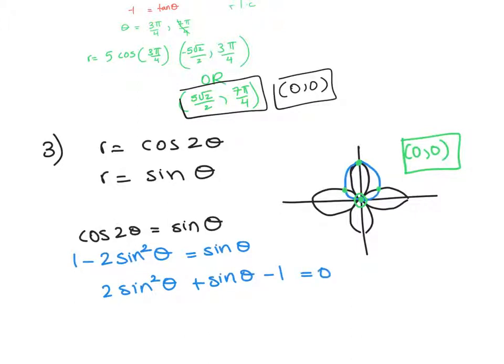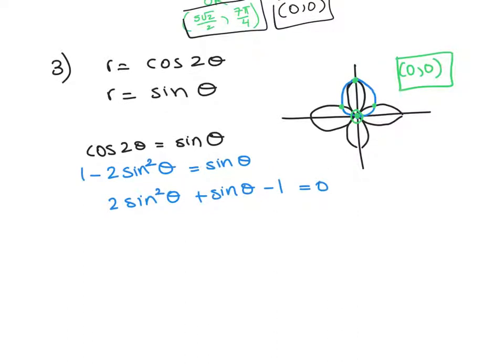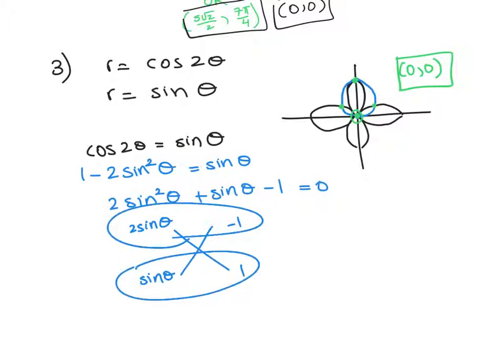I can see that this is like a quadratic equation that I can factor. So two things that multiply to give me 2 sine squared theta is 2 sine theta and sine theta. And two things that multiply to give me -1 is going to be -1 and 1. Now that, if you cross multiply, will add up to give me sine theta. So that's going to be my first equation, and that's my second. So 2 sine theta minus 1 and sine theta plus 1. So the first one will give me sine theta equals half, and sine theta equals -1.